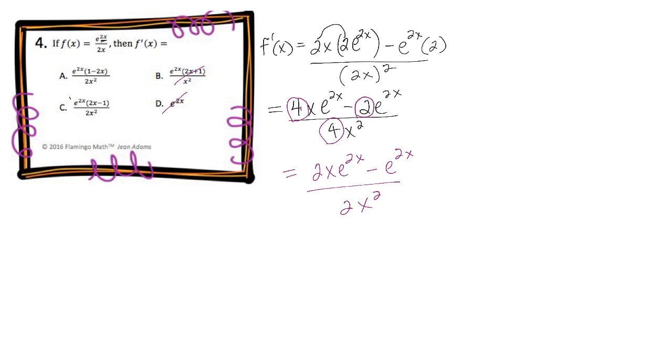And then looking at our answer choices, it looks like they factored out an e to the 2x. And if I do that, then I'm going to have a 2x minus 1 left. So that's going to be answer choice C.